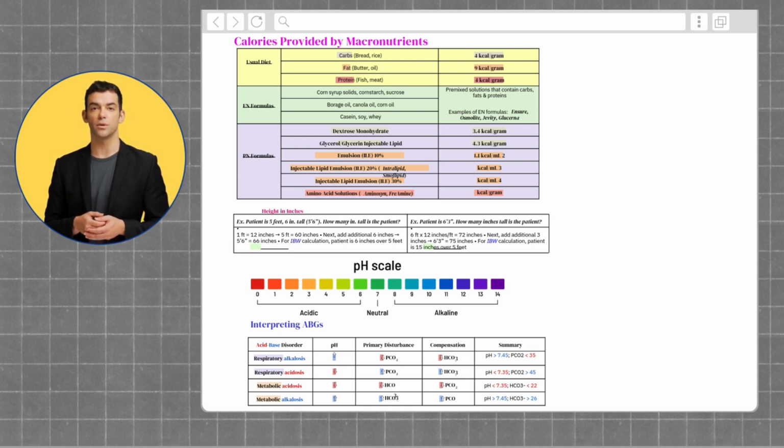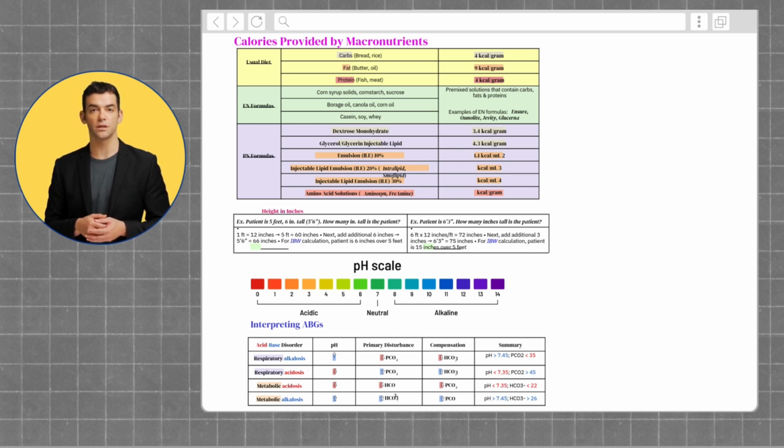Once you've identified the primary disturbance, you need to assess whether the body is compensating. Compensation happens when the body tries to restore normal pH by adjusting the other component. For example, in respiratory acidosis, the kidneys retain bicarbonate to buffer the acidity. The compensation can be uncompensated if the pH is still abnormal, partially compensated if the pH is moving closer to normal, or fully compensated if the pH is back in the normal range, though other values remain abnormal.